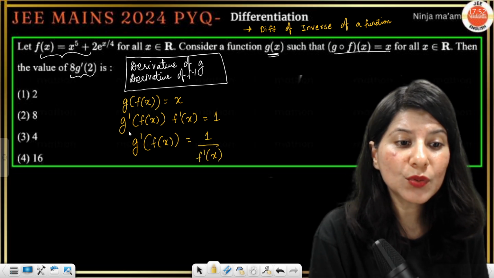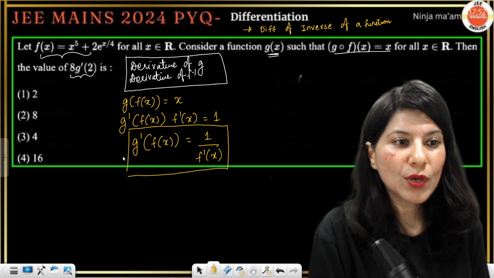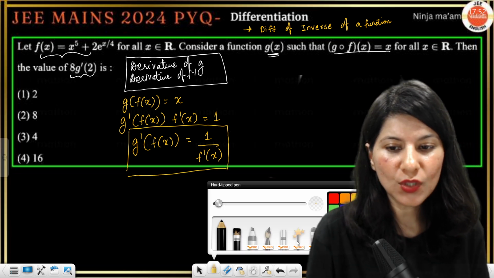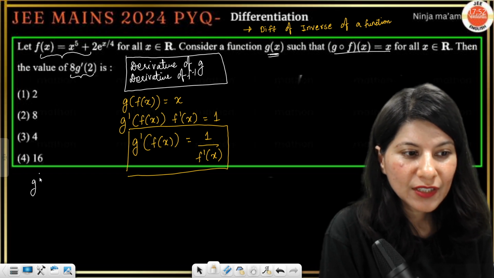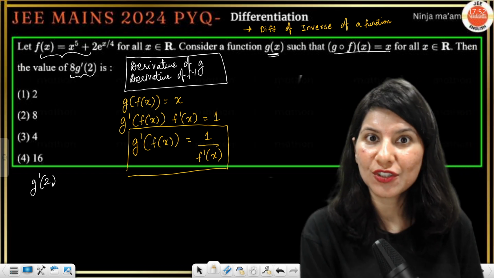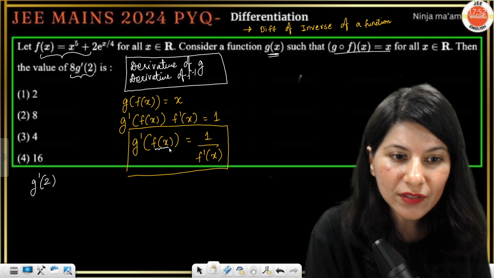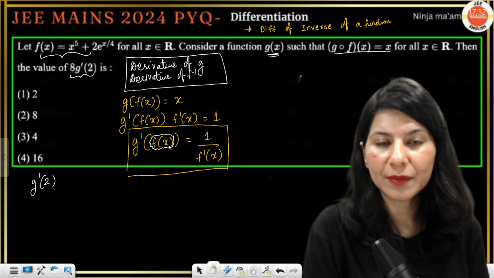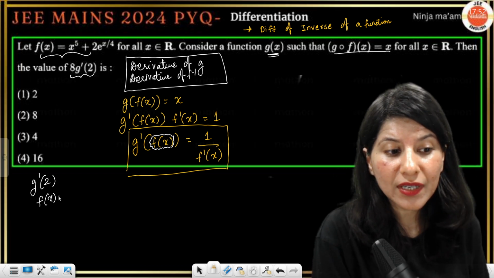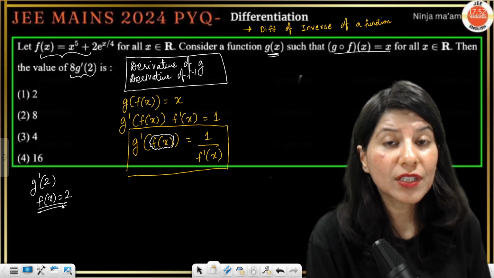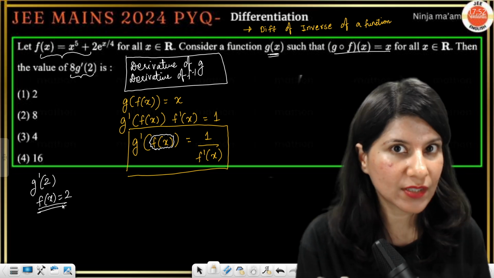Correct? Now what are you looking for? Just tell me. You are looking for g'(2). That means you want 2 inside g', right? So you want 2 over here. Just plug in 2 over here. That means you're looking for f(x) becoming 2. Now you need to think about when exactly will f(x) become 2.